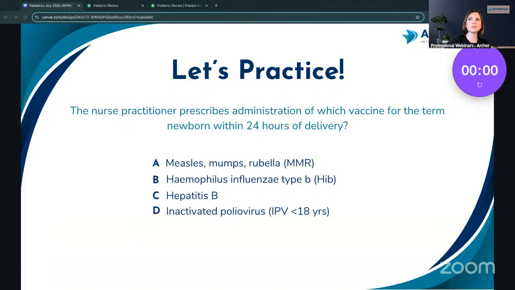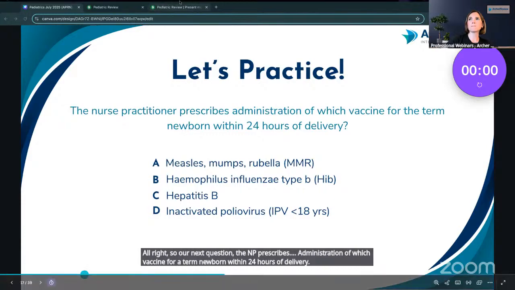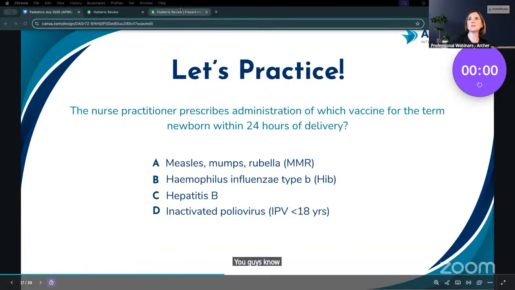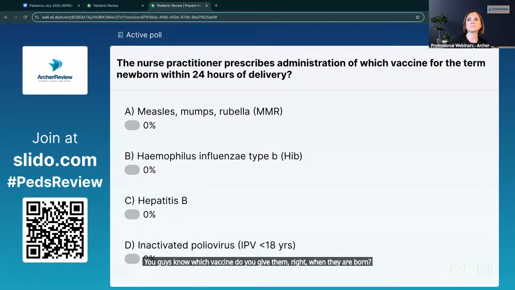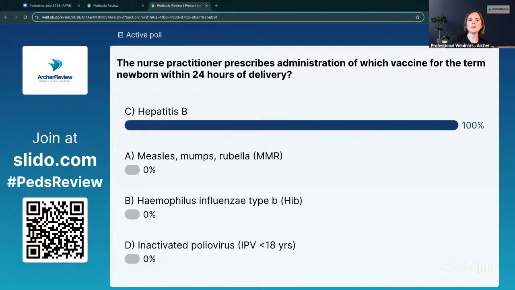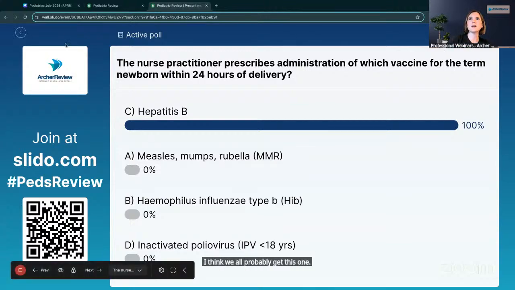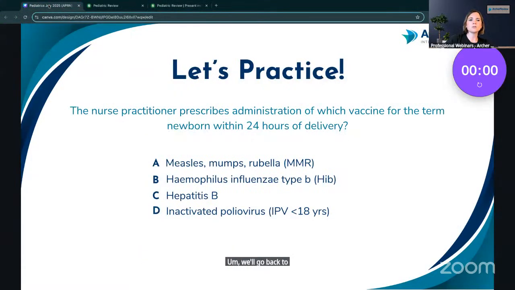All right, so our next question: the NP prescribes administration of which vaccine for a term newborn within 24 hours of delivery? You guys know, which vaccine do you give them right when they are born? Hep B. I think we all probably get this one. Yes, they get Hep B when they are born. So we'll go back to this. So choice C is correct.